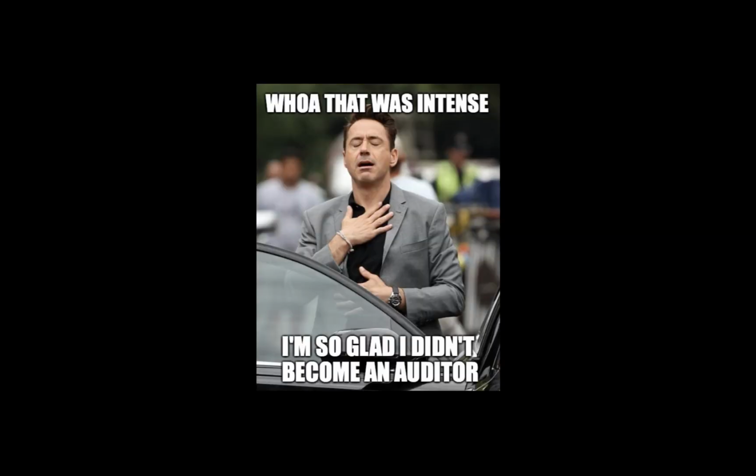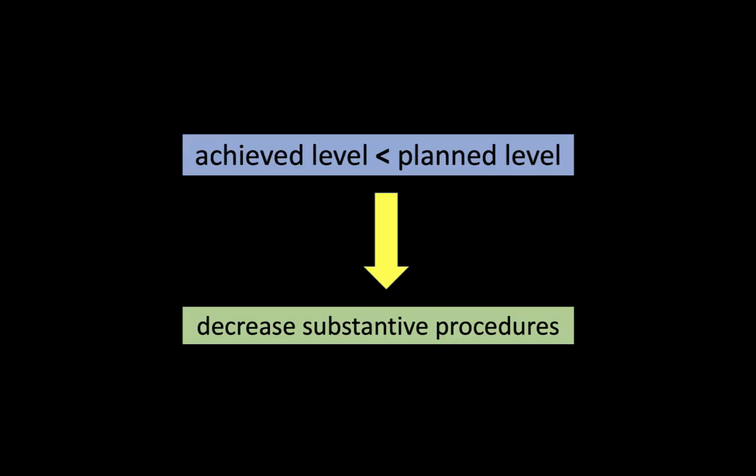After the tests of controls have been completed, the auditor should set the achieved level of control risk. If the achieved level of control risk is lower than the planned level of control risk, the amount of substantive procedures can be reduced. For example, accounts receivable confirmations can be sent prior to the fiscal year end, and the auditor can take a smaller sample size.